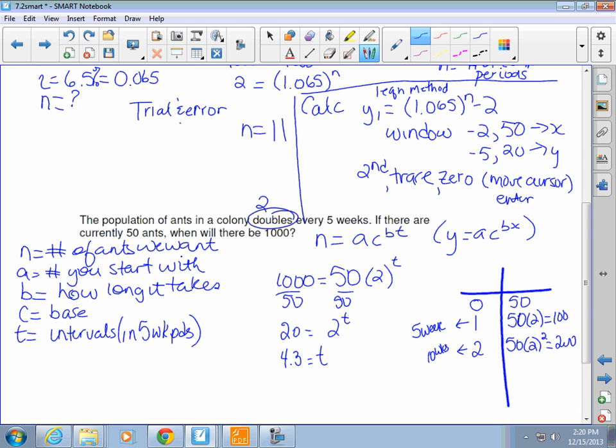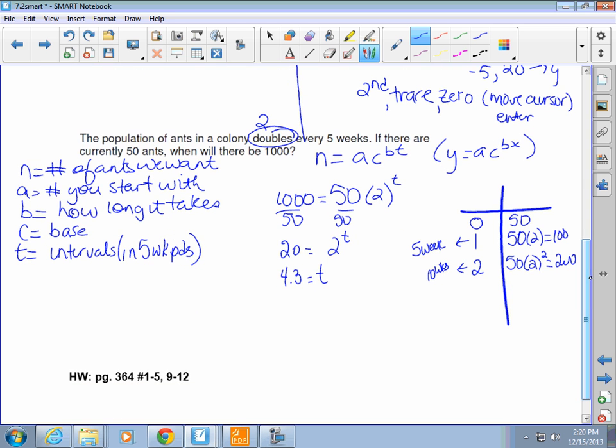If 4.3 is your time, then you would have to figure out that the length of time it takes would be 5 times your intervals of 4.3. 4.3 intervals every 5 weeks would give you 21.5 weeks. So it would take 21.5 weeks for you to have 1,000 ants.